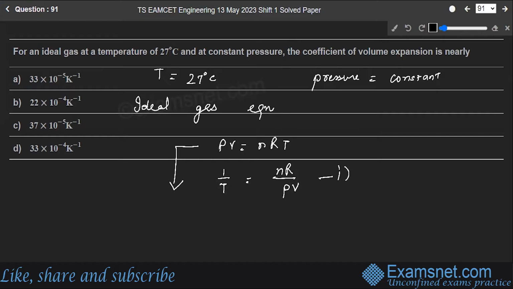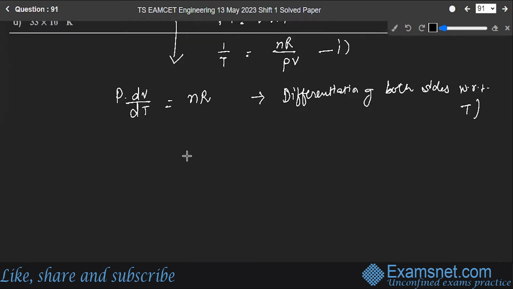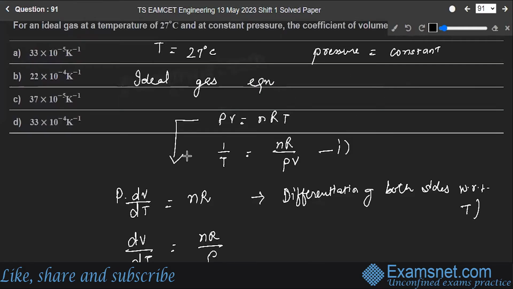So now I'm taking this equation again. You have, differentiating both sides with respect to T, P into dV by dT is equal to nR, or dV by dT is equal to nR upon P. Now the coefficient of volume expansion alpha V is given by dV upon V into dT, or this is equal to, from this equation, I'm filling this value.